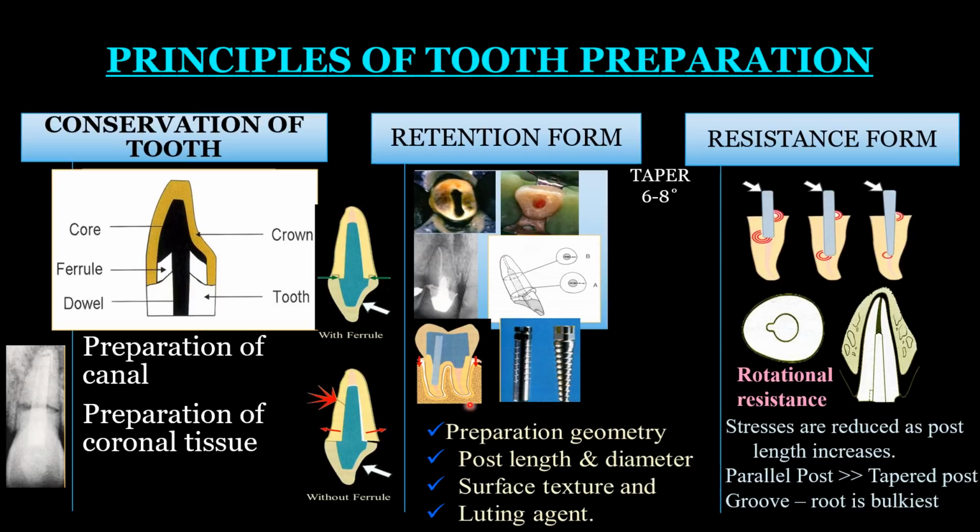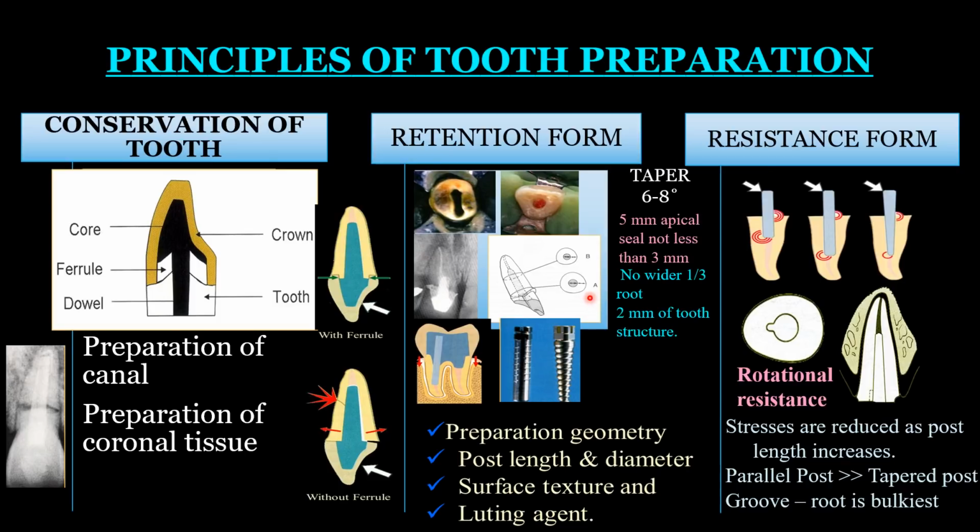If we talk about the post length, then the longer the length, the more will be the retention. In this picture you can see very short post length, so it will surely fail. With this we have to maintain the 4 to 5 millimeter of apical seal of gutta percha when we are preparing the canal. Or we can go for 3/4 of the root to be used as the post length. Okay, now coming to the post diameter, it is on the contrary. If we increase the post diameter, it will weaken the root. So it is not recommended.